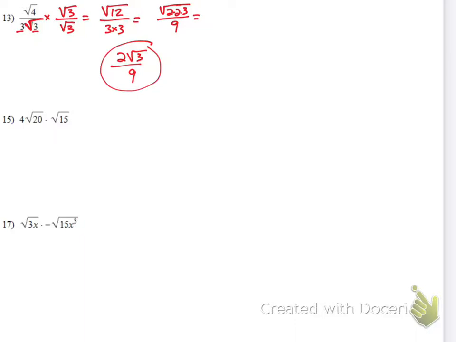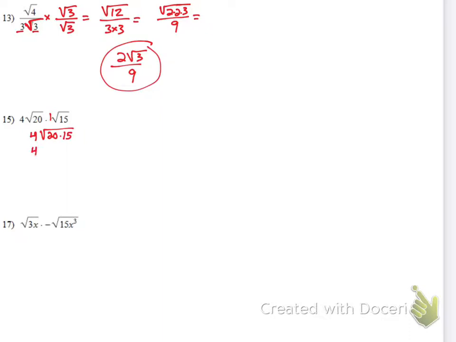All right, 15. So what I'm going to do right away, there's nothing in the denominators, but I know there's like a 1 on the outside of the parentheses. So I'm going to do 4 times 1, which is equal to 4. And then I'm just going to do 20 times 15.